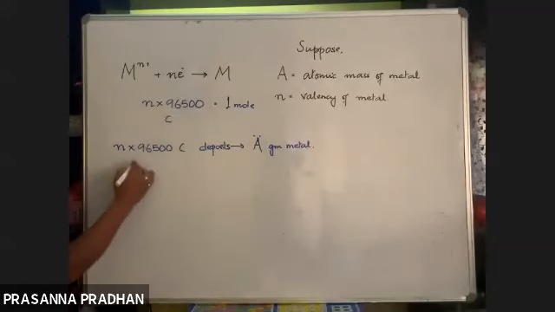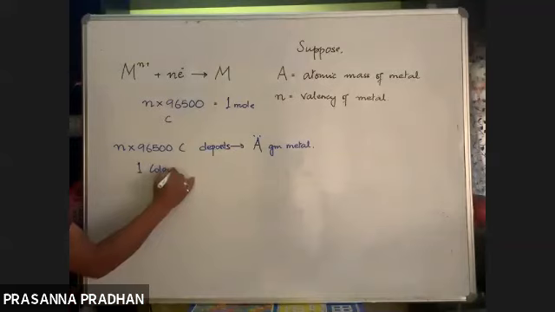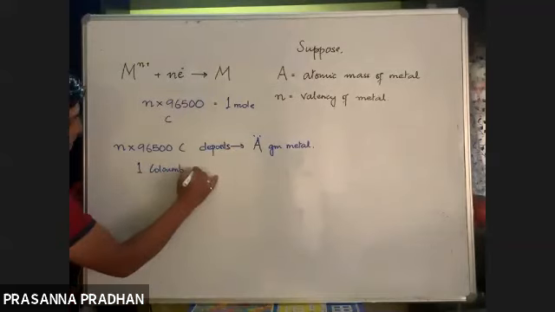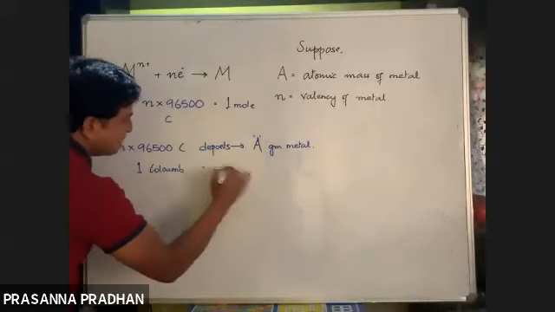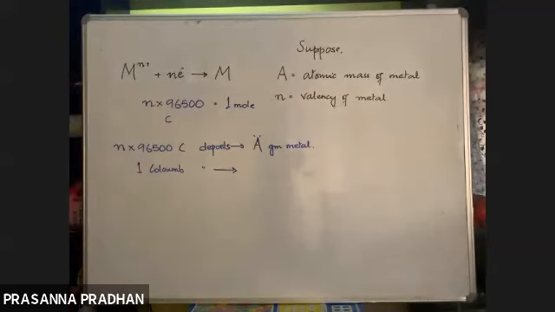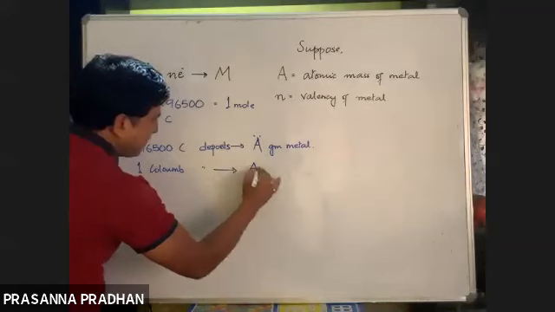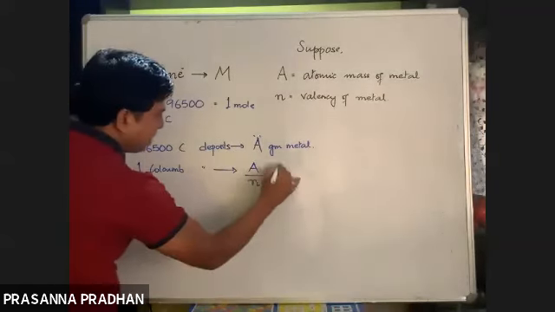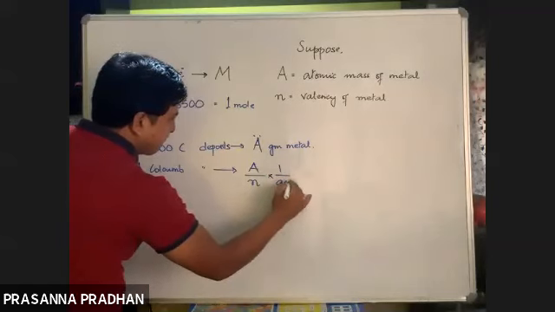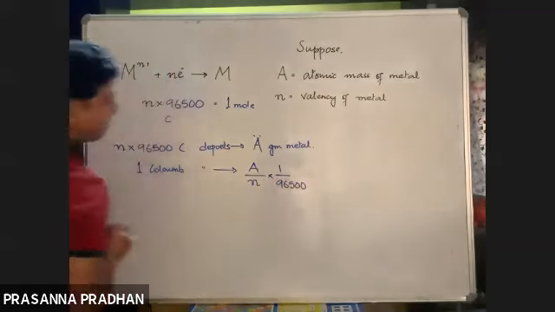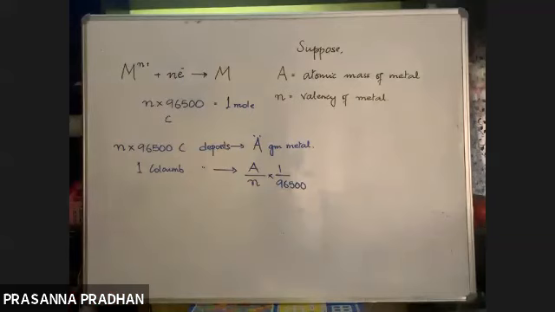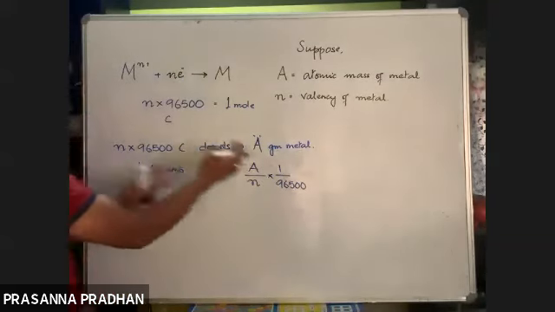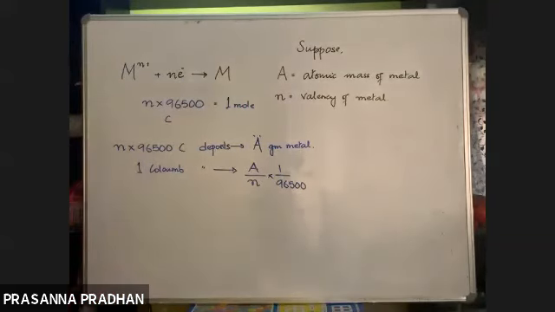Now, simple unitary method, on passing 1 coulomb of charge, what mass of metal is going to get deposited? Yes, it will be A by N into 96500 coulomb. So this much gram of metal will be deposited if I pass 1 coulomb of charge.